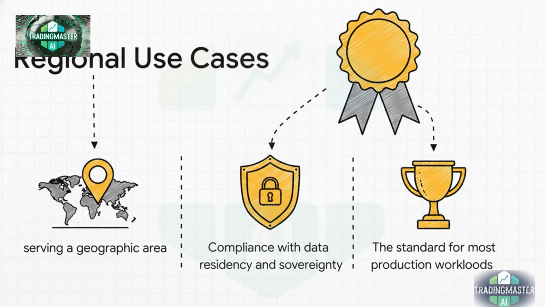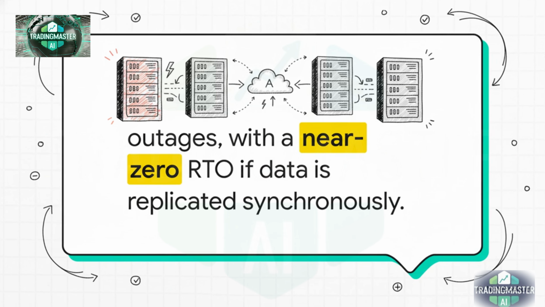This right here is why the regional archetype is really considered the gold standard for most production workloads. It's perfect for highly available applications that serve users in a specific area, just like our TradingMaster AI APIs. It also helps you check the box for those data sovereignty laws that say your data has to stay inside a certain country.